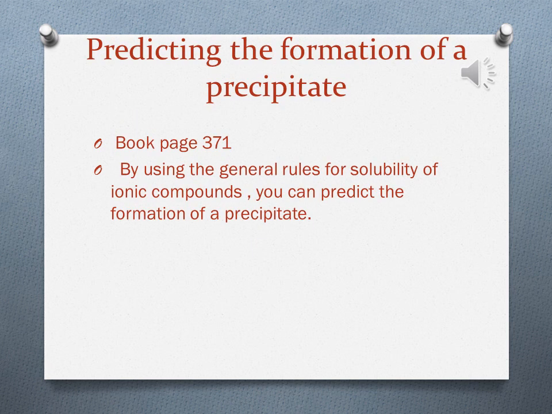Today I'm going to continue section 11.3 in chapter 11, reactions in aqueous solution. The objective of this section today is to predict the formation of a precipitate in a double replacement reaction. So please open your book to page 371. To predict the formation of a precipitate, you need to use the general rules for solubility of ionic compounds.